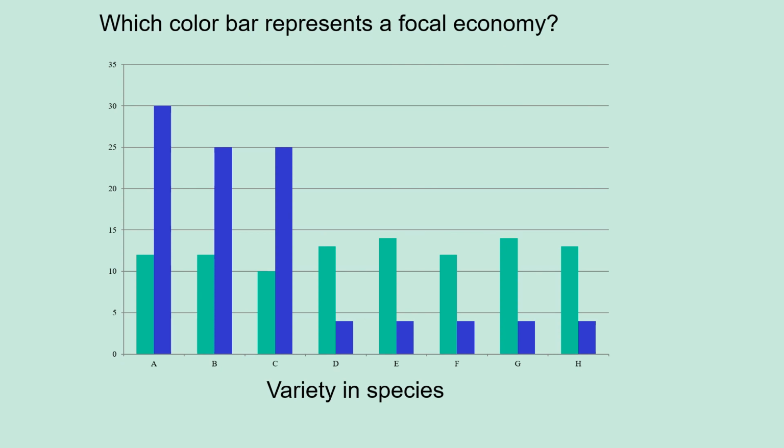I made this bar chart. Which color do you think represents a focal economy? Both of these societies are eating 8 different animal meats. Sure enough, the blue are depending on just 3 and not eating many of the other 5, whereas the green bars represent somebody with the diffuse economy, not emphasizing any one type of meat over another.